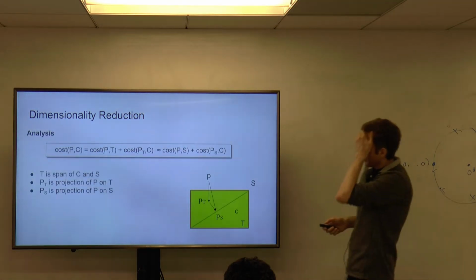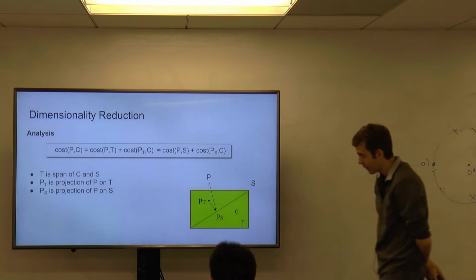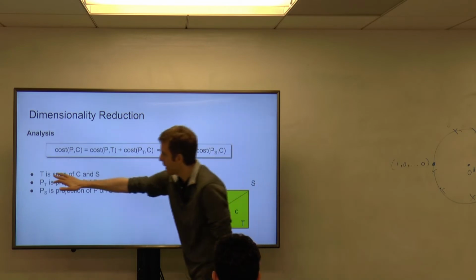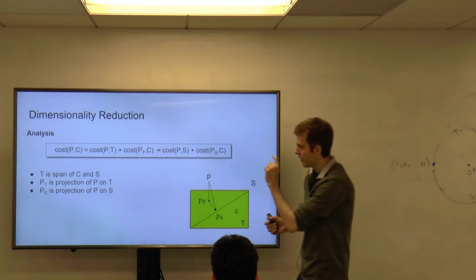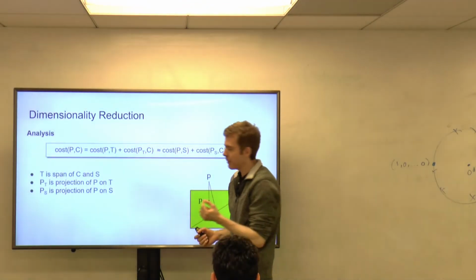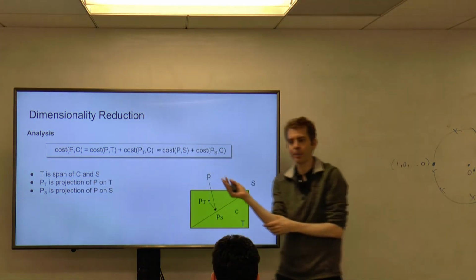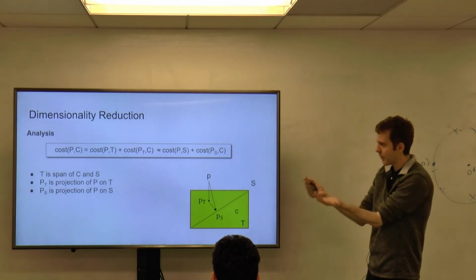Let's look at what's going on here. For analysis purposes, let T be the span. Suppose I have a query set C of k-centers. Let T be the span of those k-centers together with this space S that was output by my dimensionality reduction procedure. So it's the span of the union of these.